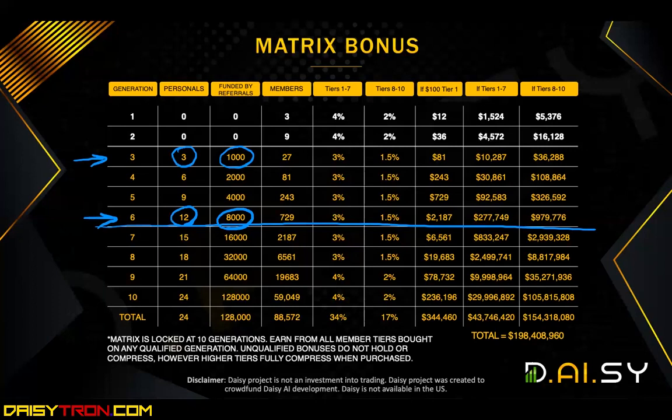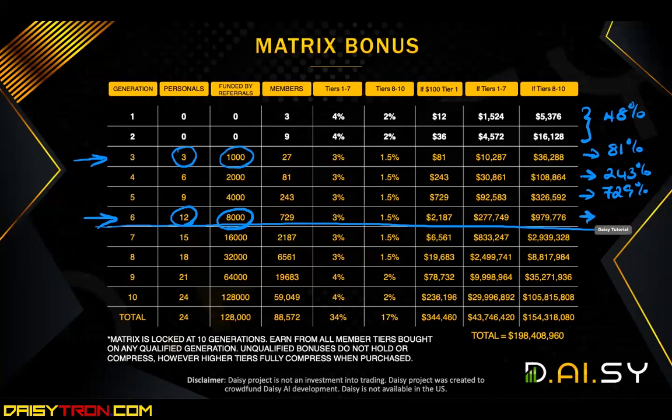When the whole level, generation 1 and 2 of your matrix is filled up, you can make up to 48%. Generation 3 being filled up can give you up to 81% of your own crowdfunding amount. Generation 4 on its own can give you up to 243%. Generation 5 can give you up to 729% of your own crowdfunding contribution.